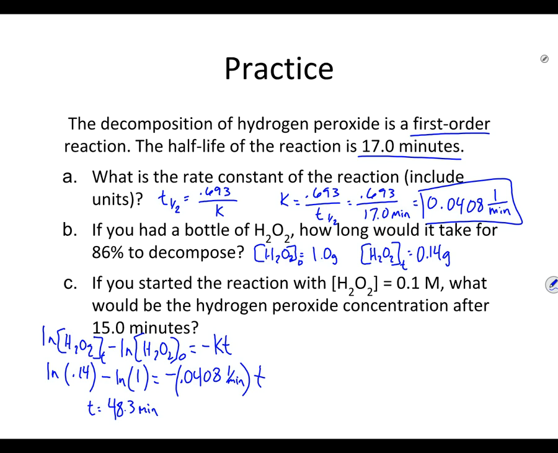All right, then in part C, it says if you started the reaction with 0.1 molar hydrogen peroxide, what would be the hydrogen peroxide concentration after 15 minutes? So again, we're going to use that integrated rate law, solving for the concentration of hydrogen peroxide at that later time, 15 minutes. So that's equal to negative kt plus the ln of the initial concentration, H2O2 initial, which in this case we'll just go ahead and put in.